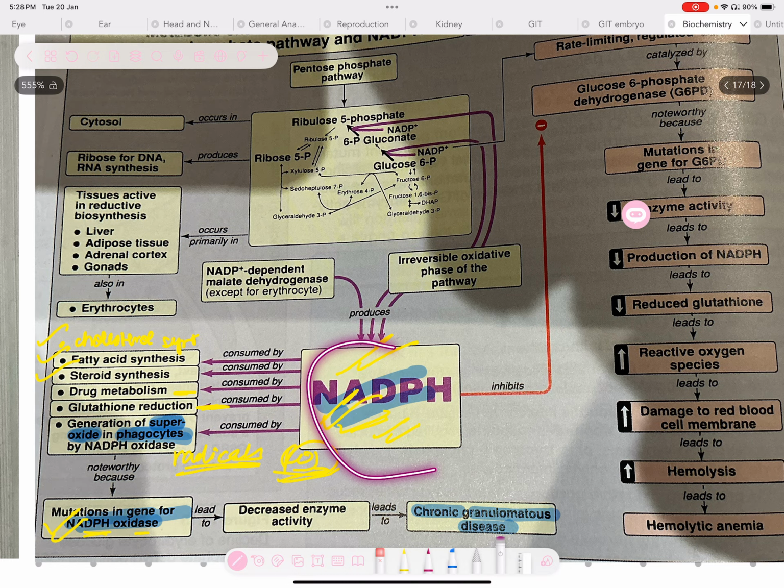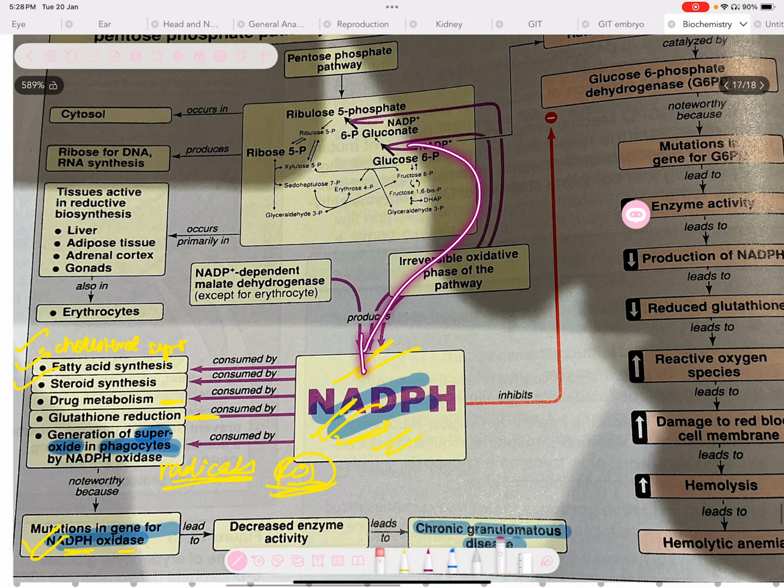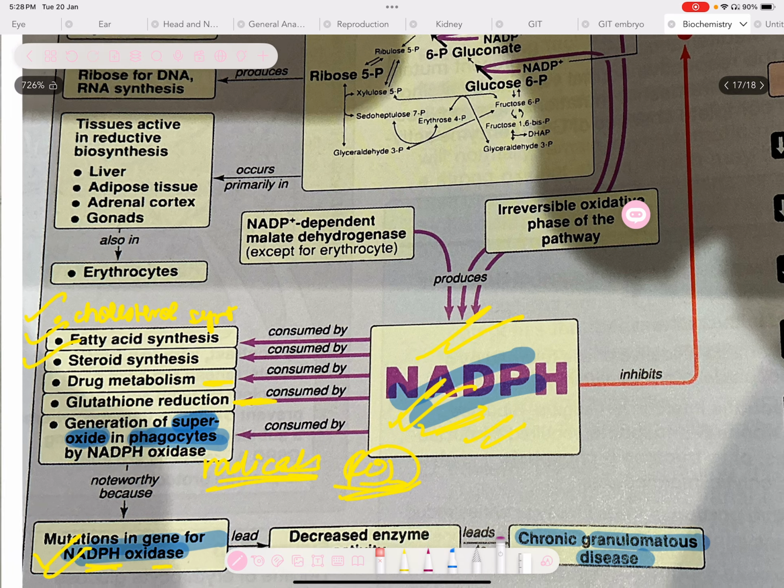Now, NADPH, how is it produced? It's very important. It's produced by the HMP shunt. The other way is with the help of NADP-dependent malate dehydrogenase. So that's how NADPH is produced. But why is it so important?